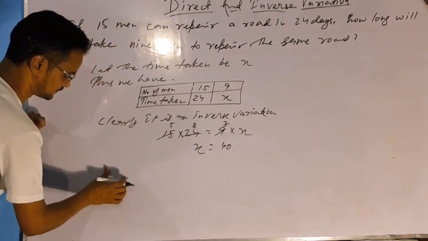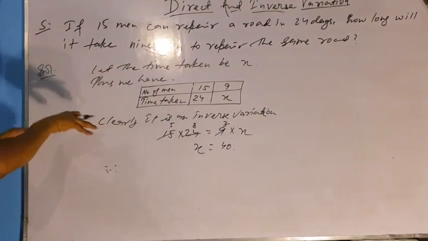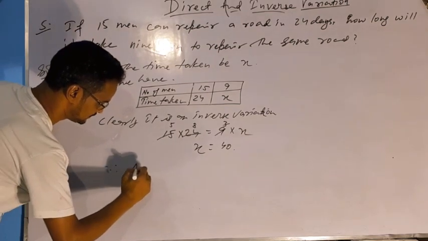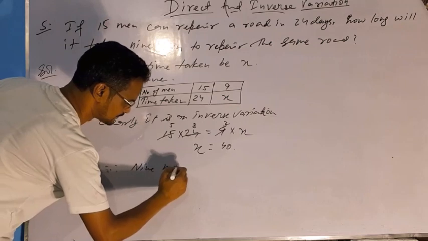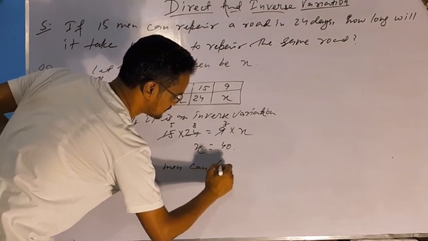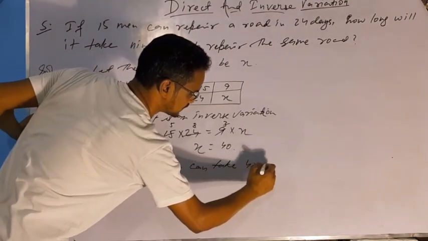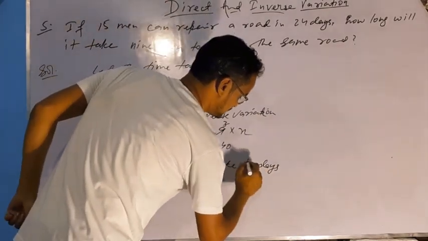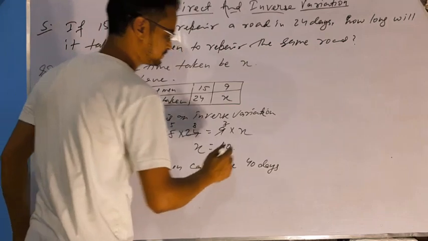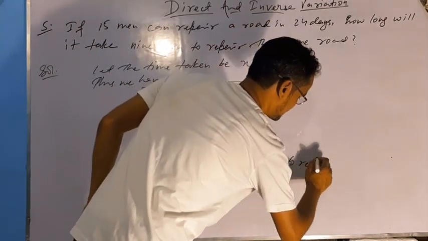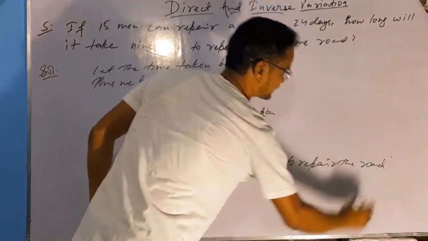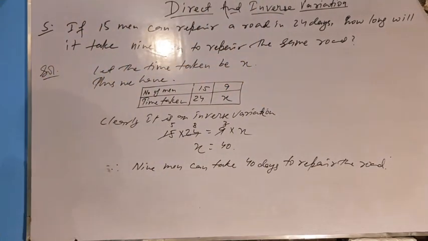Therefore, we have to write it in statement form. Therefore, 9 men can take 40 days to repair the road. Is it clear?